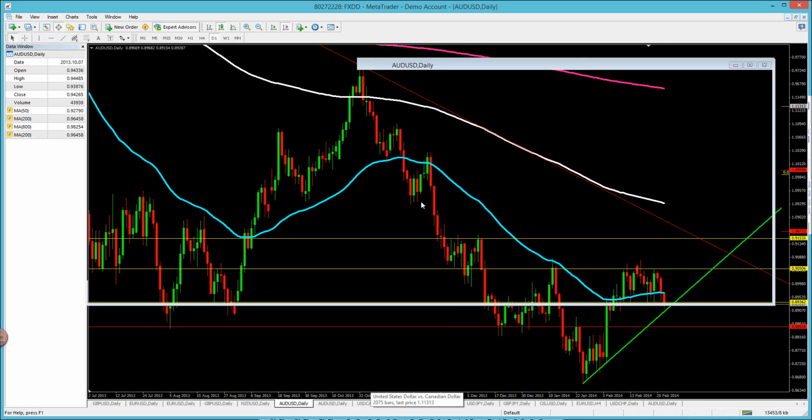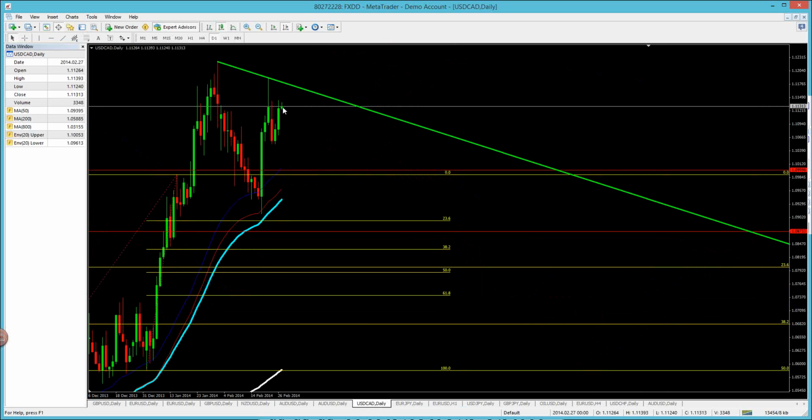Dollar CAD looks good. I really have no call on the dollar CAD as of late. It's kind of bounced around there. There's no clear call on that.